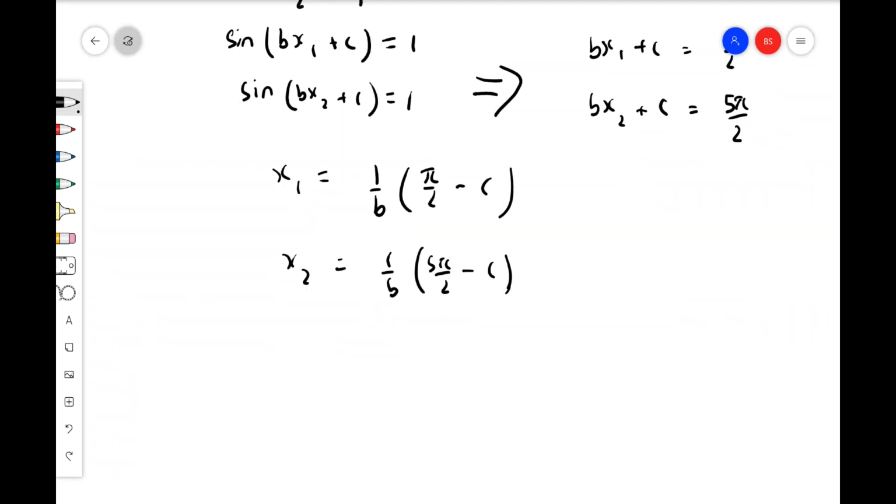Subtracting these two equations, we get that x2 minus x1 is equal to 2 pi over b, which is the formula for the period of a function. For any function in the form of sine of bx plus c, the period is going to be given by 2 pi over b. And also just recall that the cosine function is just a phase shift of the sine function, so you can use the same formula for that as well.